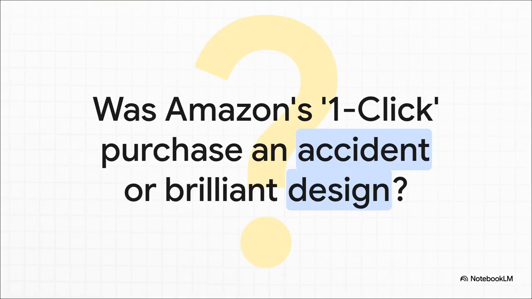I mean, think about this for a second. Amazon's one-click purchase button. Was that just a happy accident? Or was it an absolutely masterful piece of design? Yeah, you guessed it. It was no accident. It's a system that was intentionally built to make one specific choice, buying something, as easy and frictionless as humanly possible. That, right there, is choice architecture in action. And it's exactly what we're diving into today.